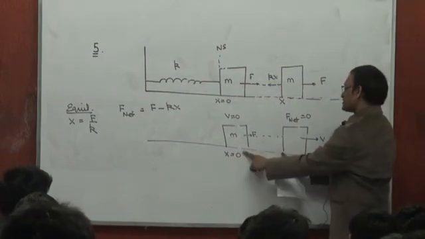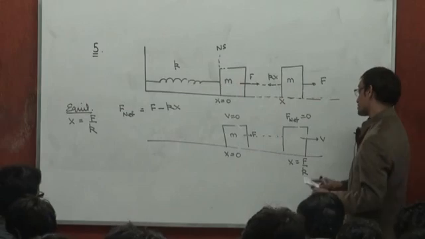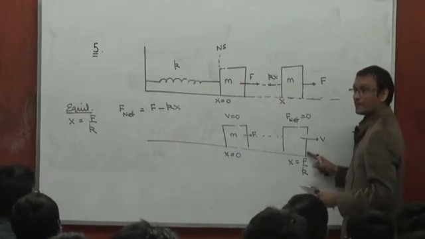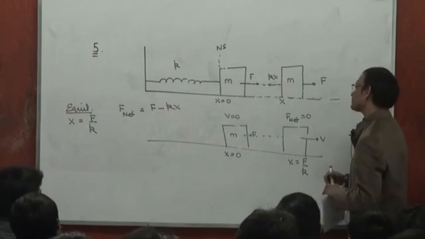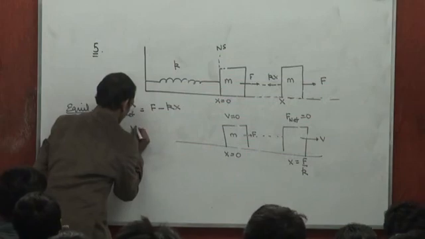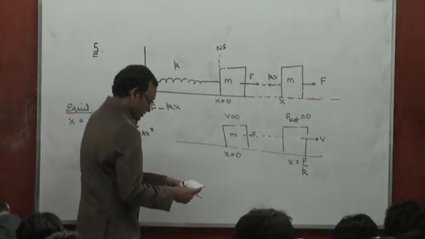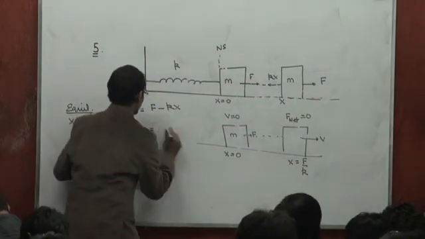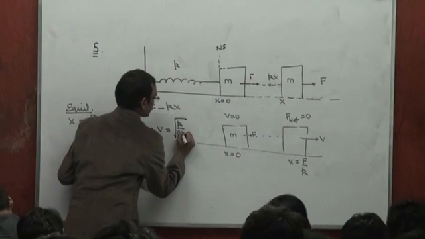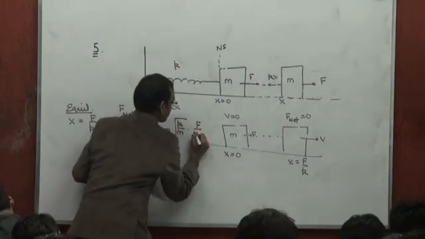Now, if this separation is the amplitude of motion, then as far as the maximum velocity is concerned, it occurs at this position, right? V max occurs at this position, and what would be V max? V max in this is given to be v, which would be omega of the motion, which is root k by m, into the amplitude, which is F by k.